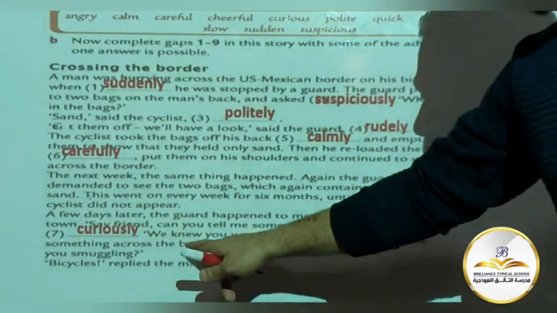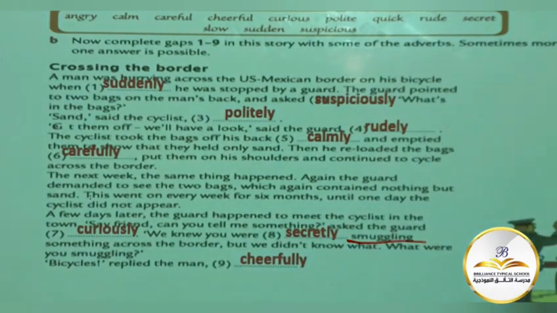"We knew you were secretly smuggling something across the border, but we didn't know what. What were you smuggling?" "Bicycles," replied the man cheerfully. So he was happy about it.